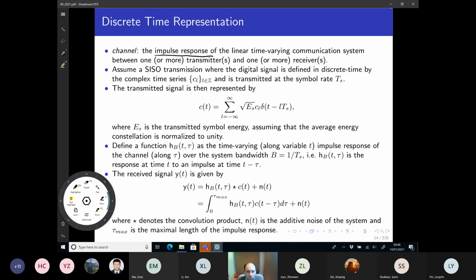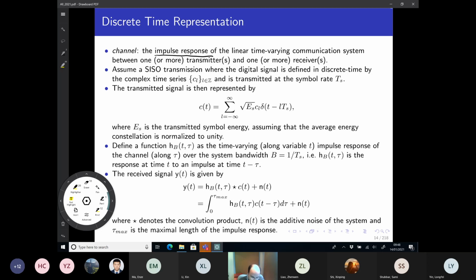Right? So you can first view this as the impulse response of a communication system that is modeled as a linear system between one transmitter and one receiver, or you could have potentially more than one transmit antenna and more than one receiver antenna. But you can view this as an impulse response, right? People can call also channels in the frequency domain. So your frequency domain channel would be actually a Fourier transform of the impulse response, essentially.